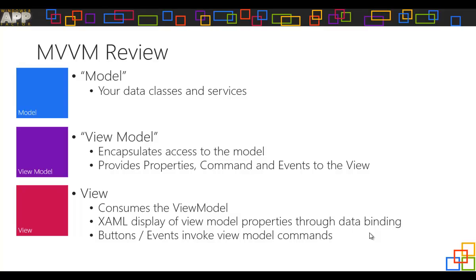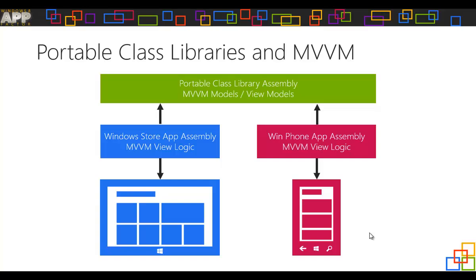In a XAML C# scenario, that's the XAML stuff, right? And that's where we consume the view model, show data through data binding, wire up to commands, and listen for events and all that kind of stuff provided by the view model. MVVM is a great fit for portable class libraries because we can typically fit most of our MVVM models and view models up in the portable class library itself. And then we can just write the view-specific logic inside the Windows 8 and Windows Phone 8 projects.